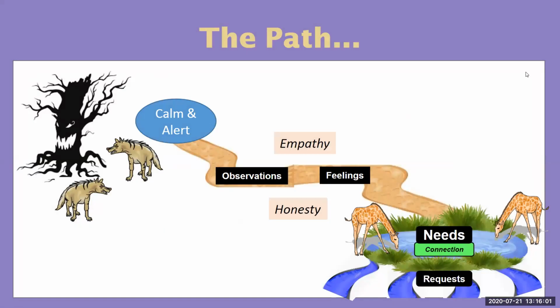So the mediator is just a guide. How do we guide the participants? Well, we start by creating a safe space, maintaining a calm and alert presence. We use empathy and honesty, following the nonviolent communication model, starting at the top with reflection of observations. Then as rapport is built, we move along to reflecting feelings and identify and reflect needs to get them to that place of connection.